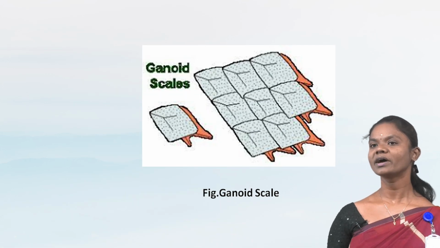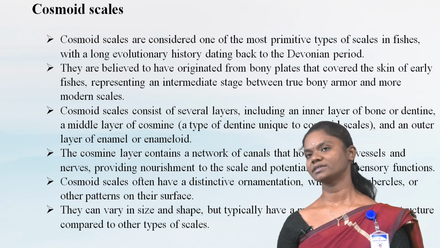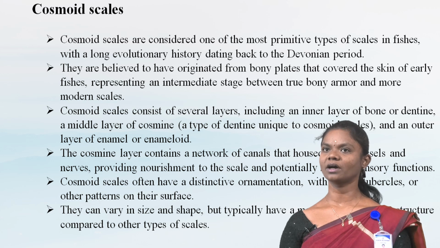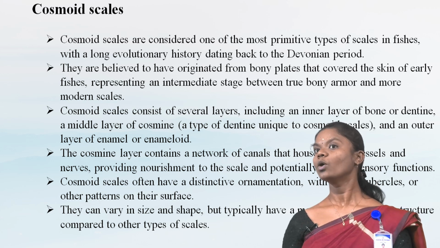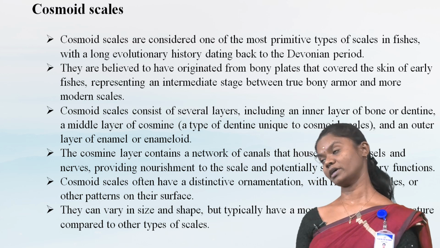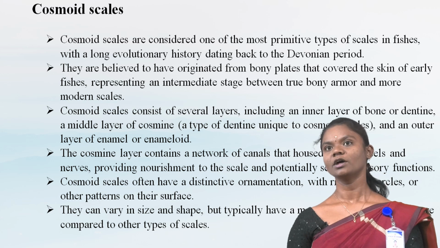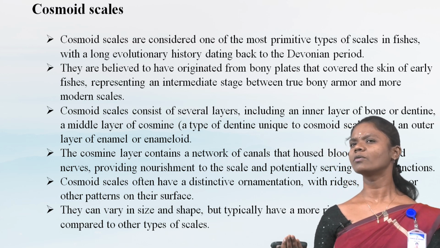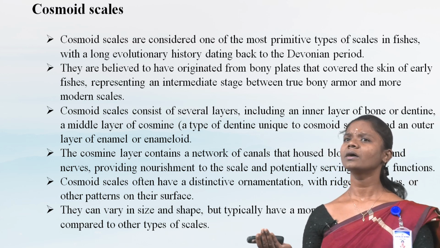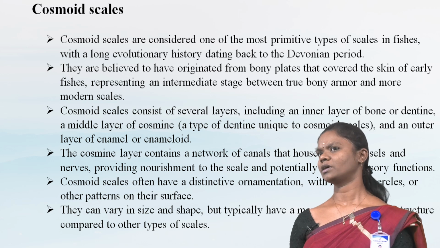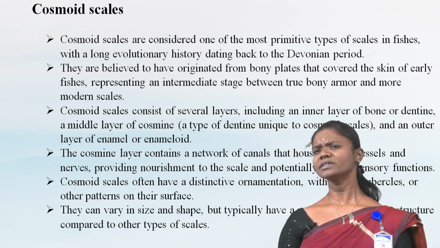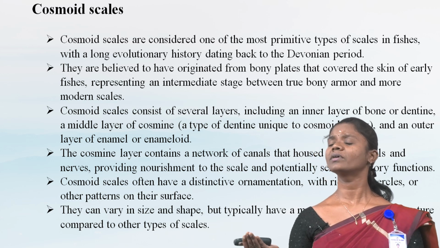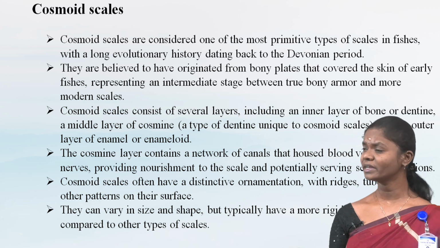This is ganoid scales. Cosmoid scales. Cosmoid scales are considered one of the most primitive types of scales in fishes, with a long evolutionary history, dating back to the Devonian period. They are believed to have originated from bony plates.